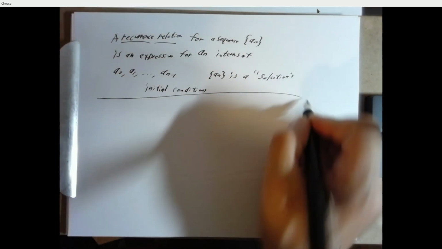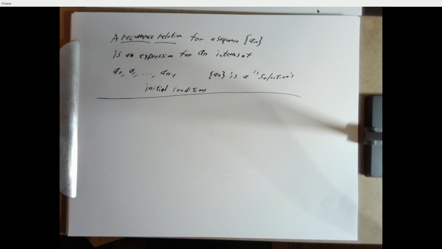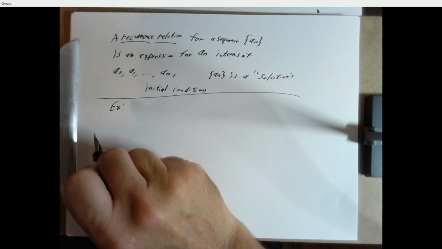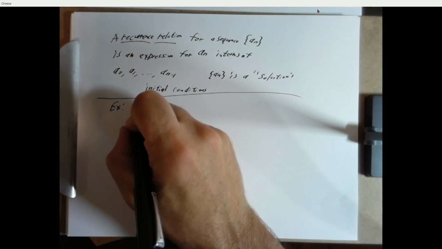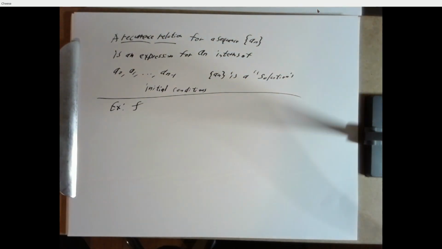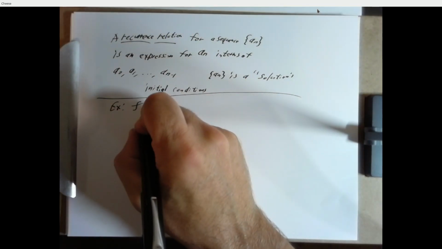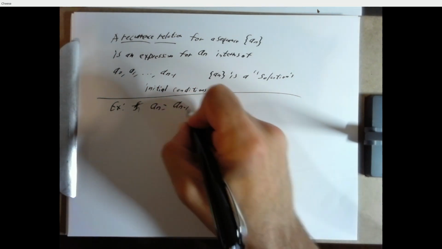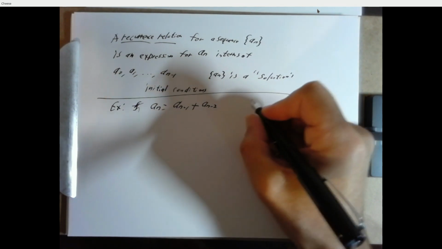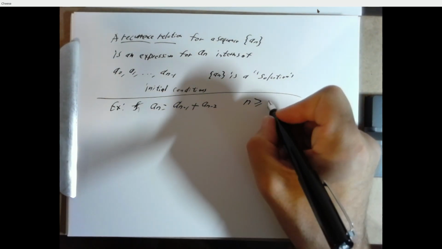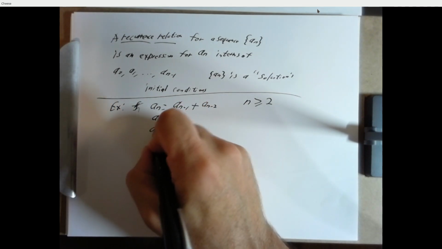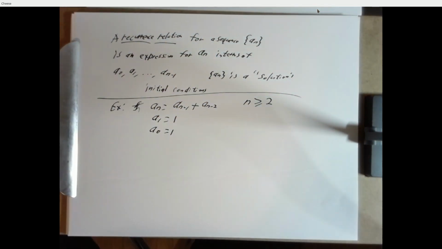So let's just look at an example of this, because this is a bunch of words. This gets confusing pretty quickly. Let's look at an example. Let's say a sub n is equal to a sub n minus 1 plus a sub n minus 2, and this is for n bigger than or equal to 2. And let's also say a1 is equal to 1 and a0 is equal to 1.